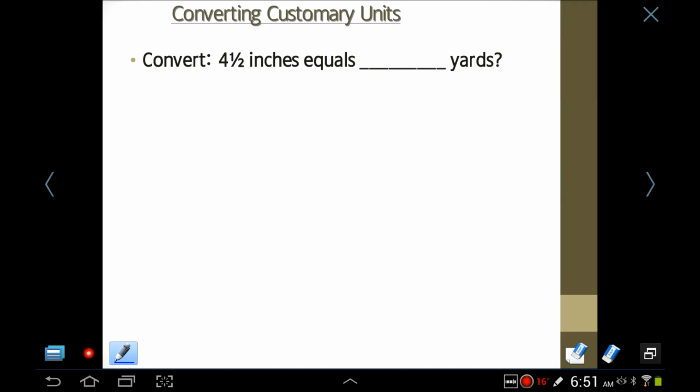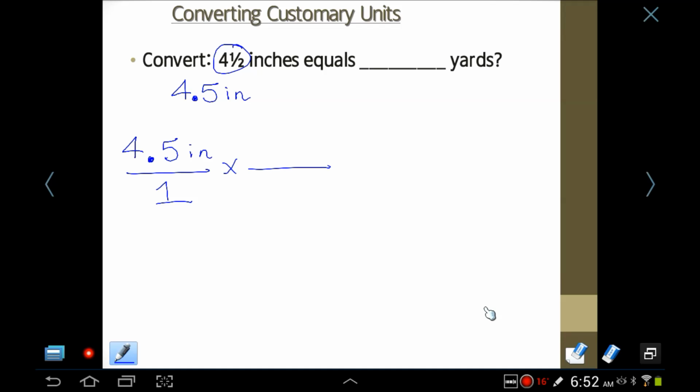Alright, for our next example here, we're going to convert 4.5 inches into yards. One thing that might make this easier is if you think of 4.5 as 4.5 inches. That, I think, would be the best way to think of it. Here you go. I'm going to write my ratio, 4.5 inches over 1, and then I'm going to multiply that by the conversion factor. So our conversion factor is going to be based on how many inches are in a yard.